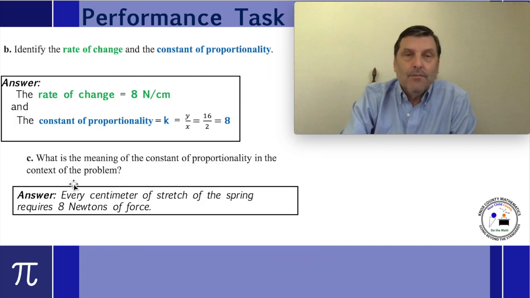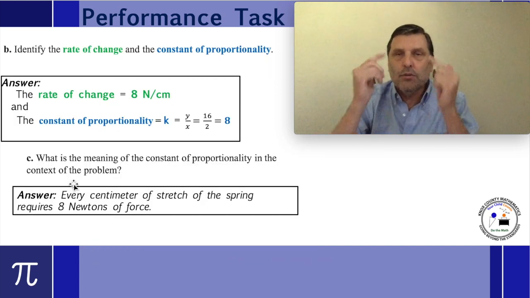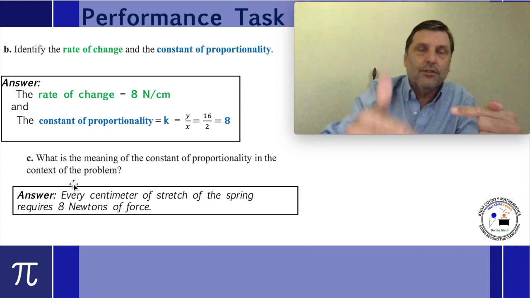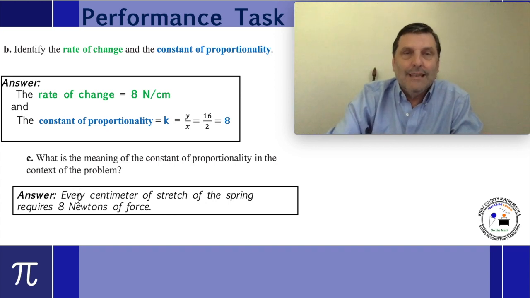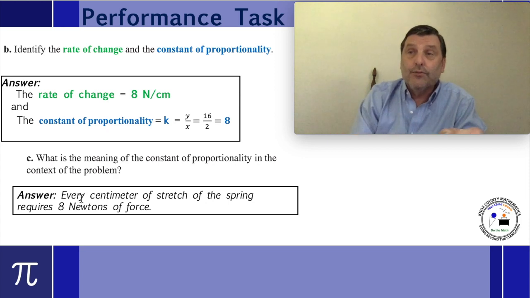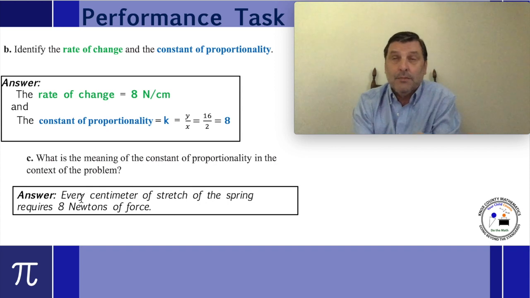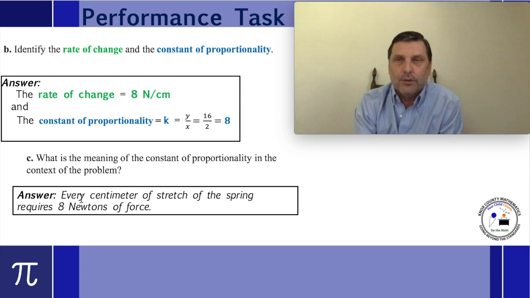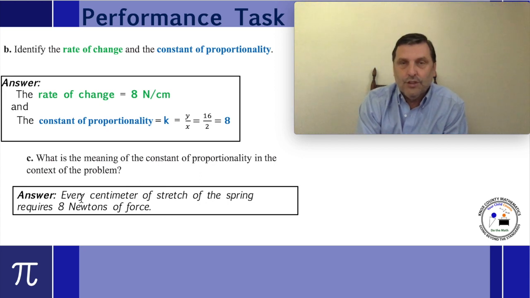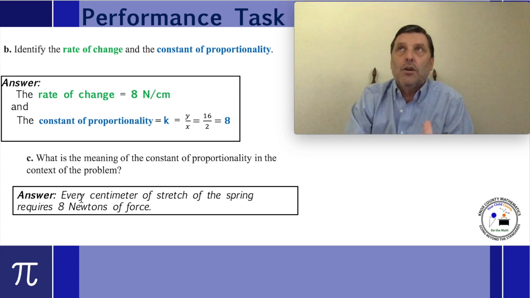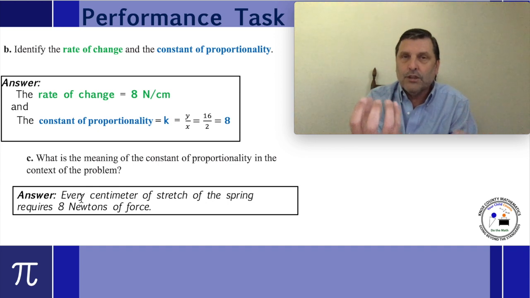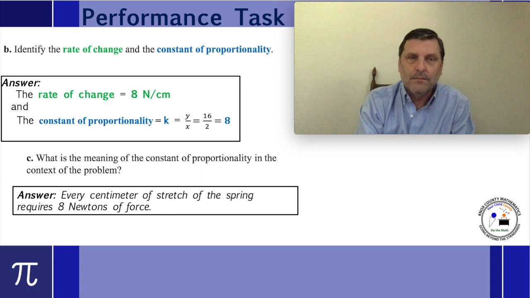What is the meaning of the constant of proportionality in the context of this problem? In other words, tell me what that 8 means in reference to this problem. 8 newtons per centimeter means every centimeter stretch of the spring requires 8 newtons of force. So every time the spring stretches an extra centimeter, that must mean 8 more newtons of force was put on it. So if it stretches 2 centimeters, 16 newtons. So it allows us to know, just by looking at how much the spring is stretching, how much force must be put on it. Interesting question.